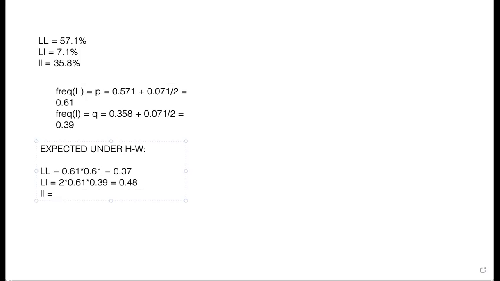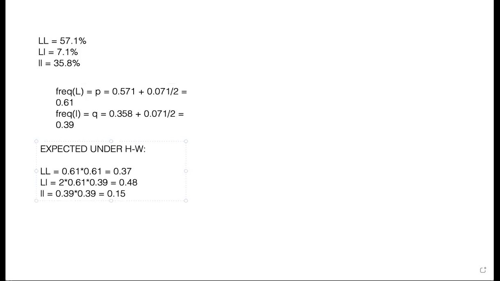And then our frequency of little l's is going to be 0.39 squared, which is going to be about 0.15. Okay, we got it. Okay, look at the difference.